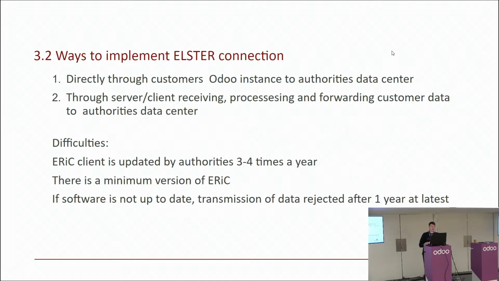Ways to implement the Elster connection. You have two ways. One is directly through the customer's Odoo instance to the authorities' data center. And the second is through a server-client construction, where the server is receiving, processing, and forwarding the customer data to the authorities' data center.